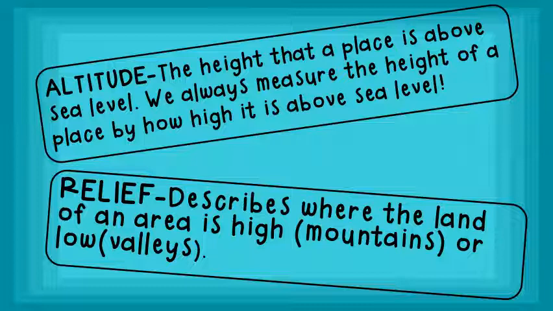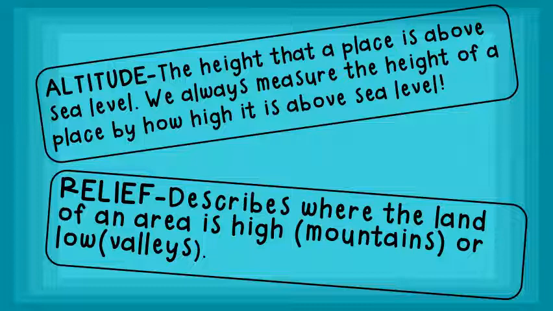Now, if we measure a height of a place geographically, it's always measured at how high that place is above sea level. Remember in term 1 when we did Mount Kilimanjaro was so many meters above sea level, that's altitude. Okay, and relief describes where the land of an area is high, which is like mountains, or low, like valleys.